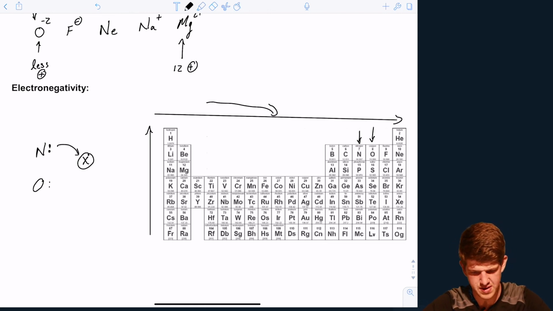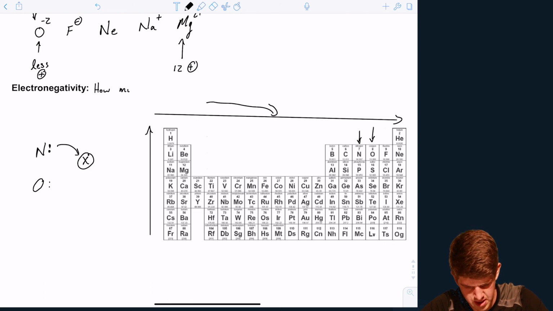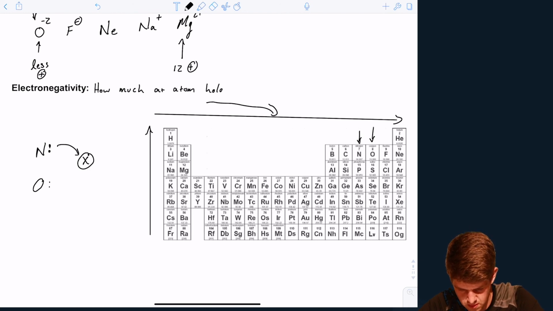So electronegativity is basically about how much an atom holds on to its electrons. Whatever, I'm not a grammar professional here.